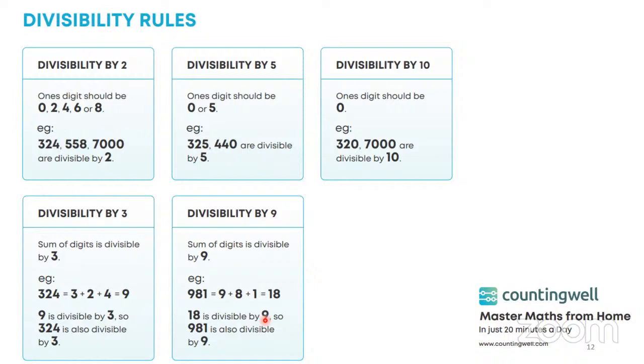Let us see divisibility by 10. If the one's digit is 0, then that number is divisible by 10. So here, for example, we have 327,000, 1,000, 10. These are all divisible by 10.